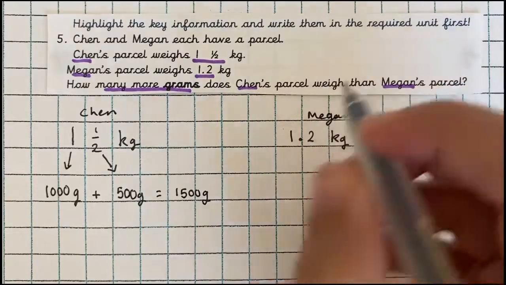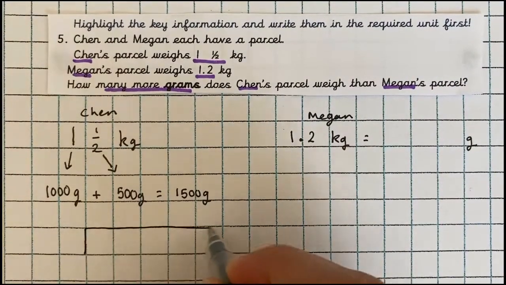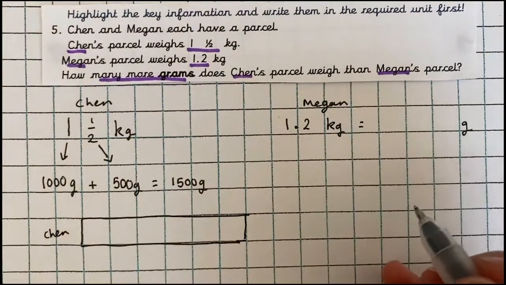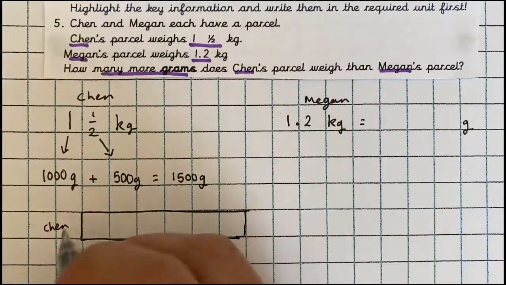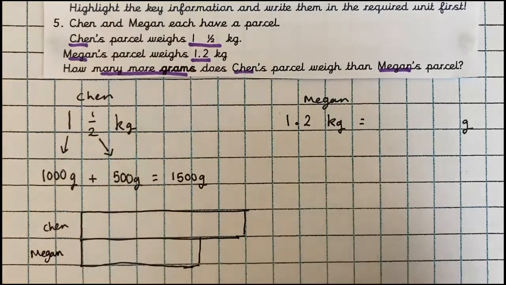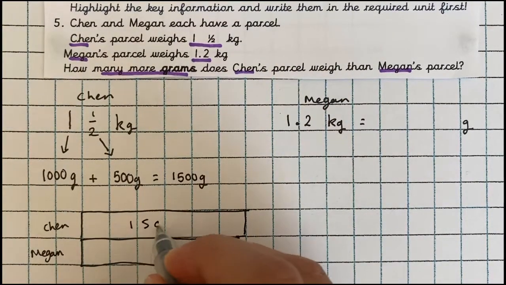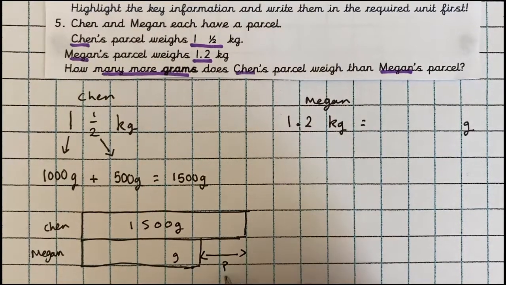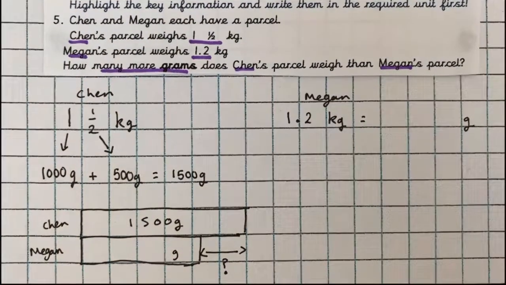Okay, now I'm just going to represent this in the bar model. So here is Chen's bar. And Chen has more than Megan. So I'm going to show that in my bar. Okay, so Chen has 1,500 grams and Megan, you're going to work that out. And then the more is where the question mark is. How many more grams does Chen have? How will you work that out?